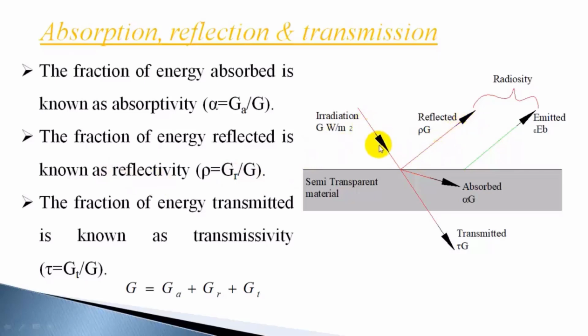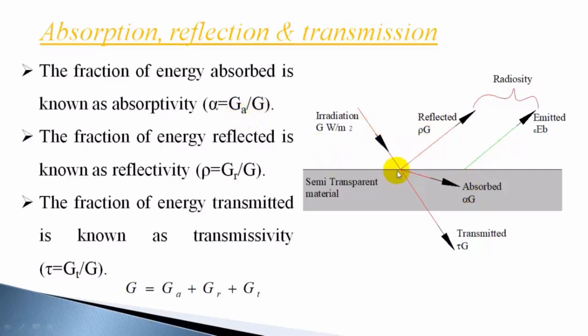Suppose 100 watts per meter square is falling on the surface. If 20 watts per meter square is reflected, then 20 by 100, that will give the reflectivity, or 0.2 will be the reflectivity. So reflectivity is the fraction of energy reflected from the surface. Similarly, absorptivity, which is the fraction of energy absorbed, that will be GA by G. Suppose out of the 100 watts per meter square striking on the surface, if 70 watts is absorbed, its absorptivity is going to be 70 by 100 or 0.7.